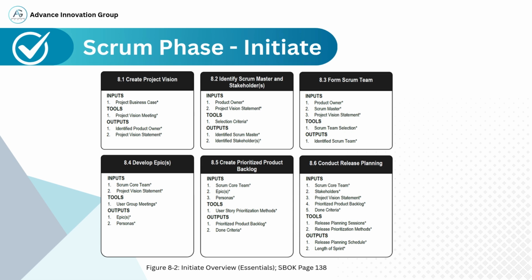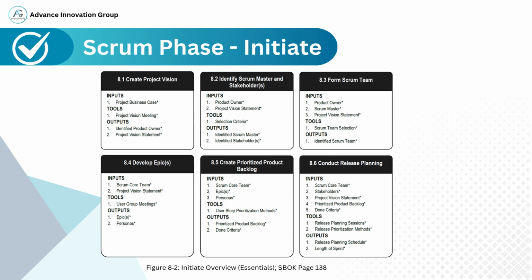1. Create project vision. In this step, the product owner creates the overall vision of the project. It is based on the business case, and a project vision meeting is conducted to align all stakeholders. The outputs are the identified product owner and a formal project vision statement.